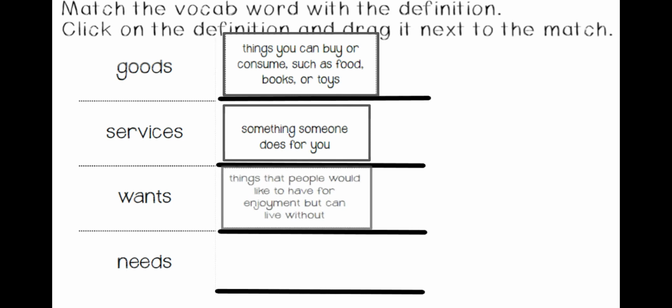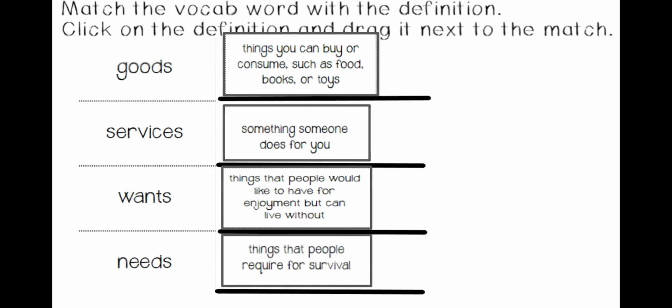Wants. Things that people would like to have, but it's just for enjoyment. It's not something that you're going to die without, or something that you can't live without. Your wants are just the things that you want. And obviously, the next row, your needs are the things that you require for survival. The things that you need, if you didn't have them, food, water, shelter, you would not be able to survive the way that you do. Your wants are those other things.